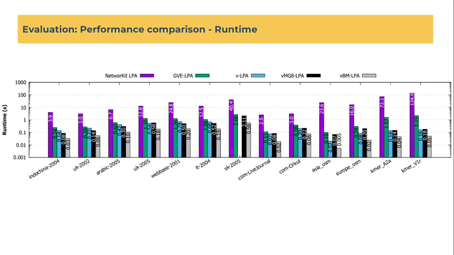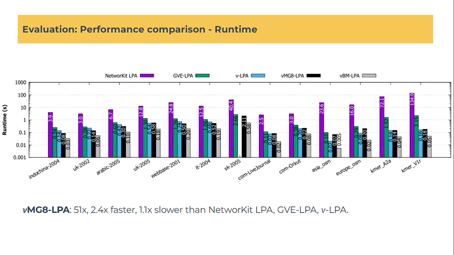Now this is the performance comparison in terms of runtime. Here, lower is better. The y-axis is again logarithmic. Runtime of νMG8-LPA is lower than other implementations. It is roughly 51 times faster than NetworKit LPA and 2.4 times faster than GVE-LPA, but 1.1 times slower than νLPA. It's roughly similar performance.